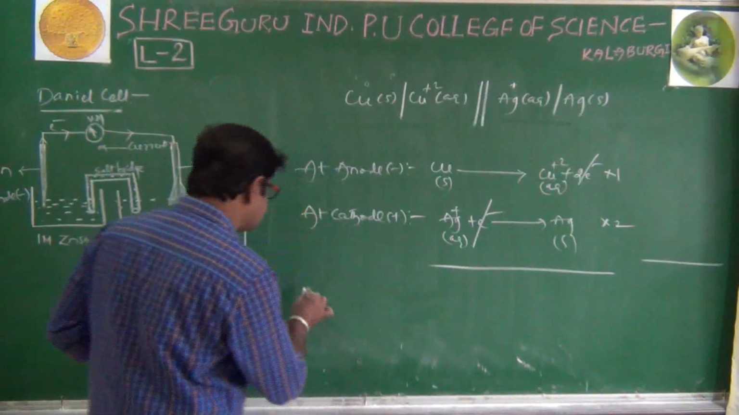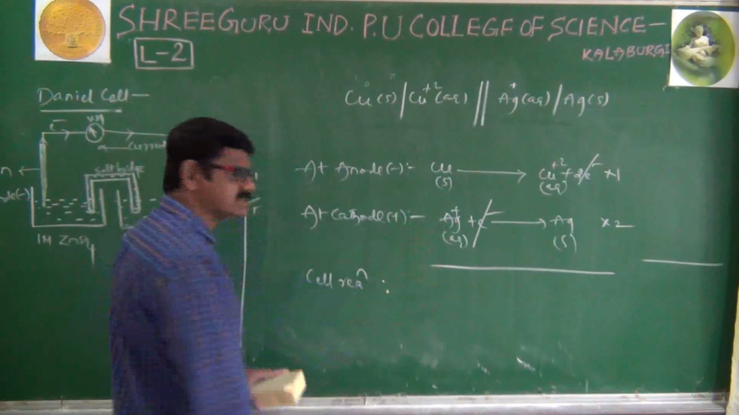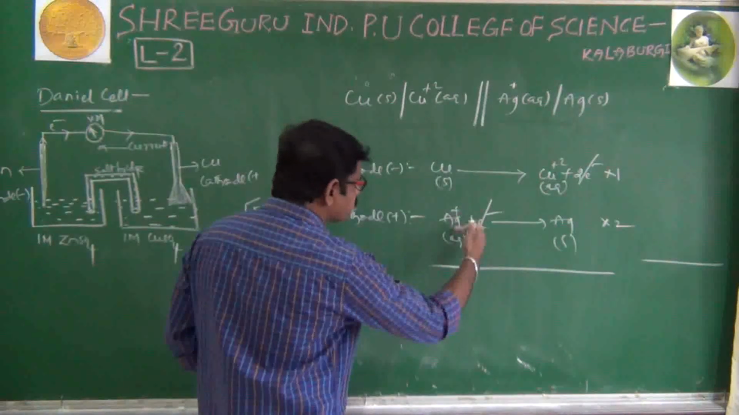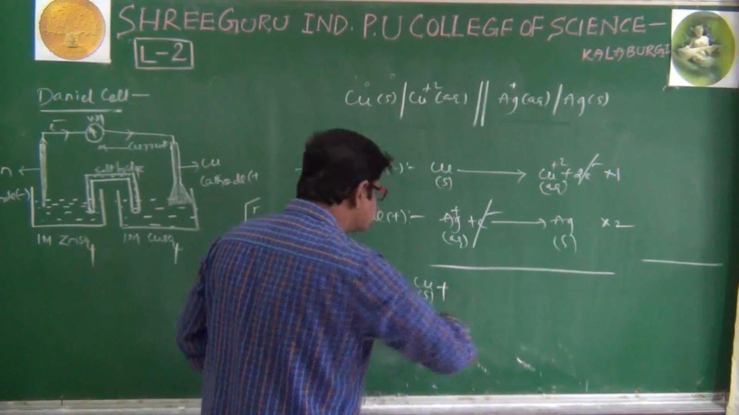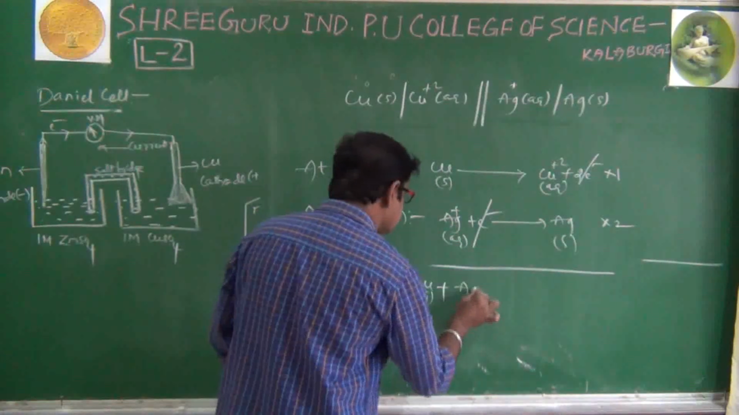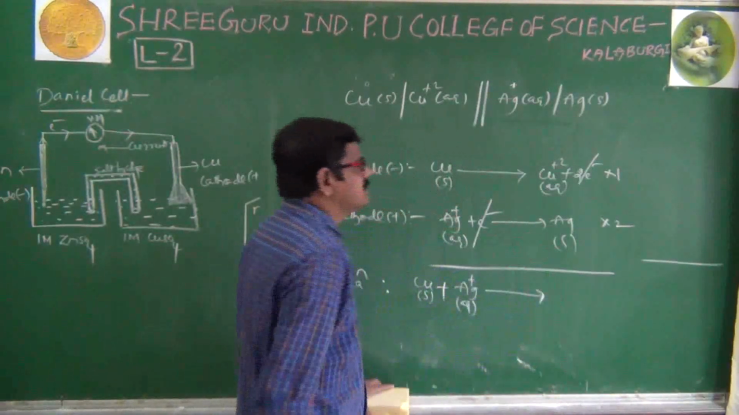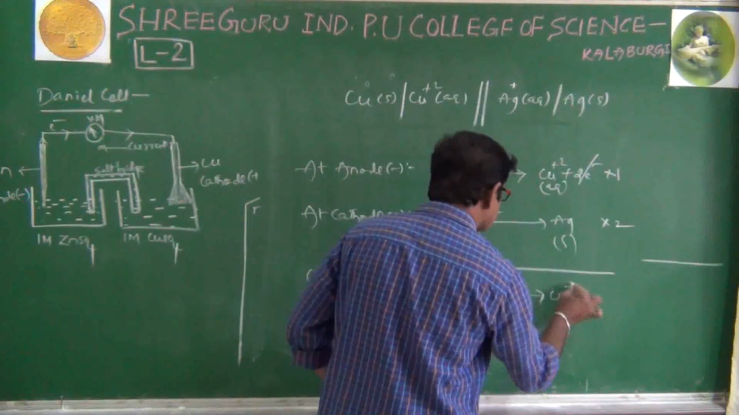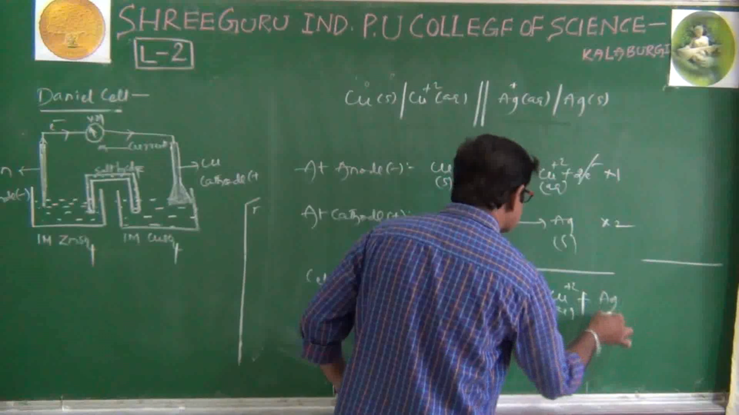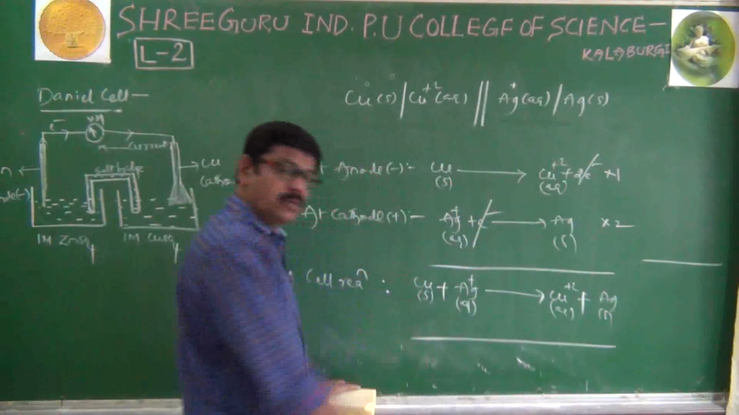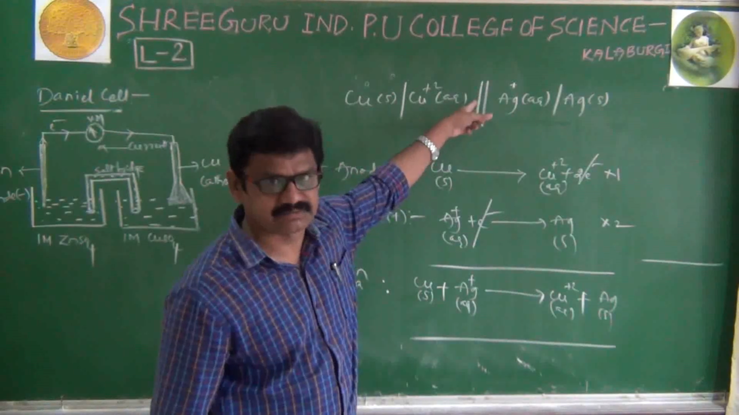The 2 electrons are cancelled. Now we'll write the net cell reaction. These two are on the reactant side, so copper in the solid state and Ag plus in solution give Cu plus 2 in solution plus Ag. This is the overall cell reaction of this galvanic cell.